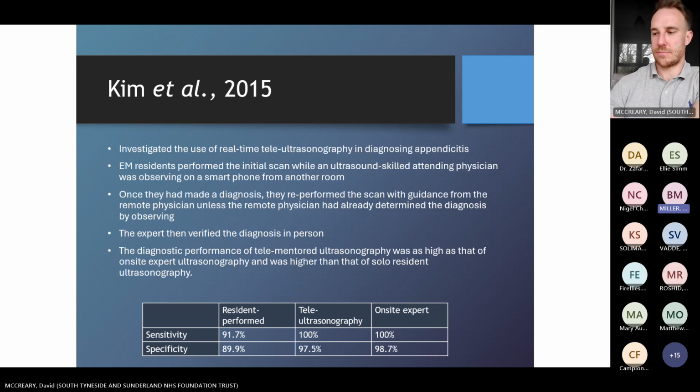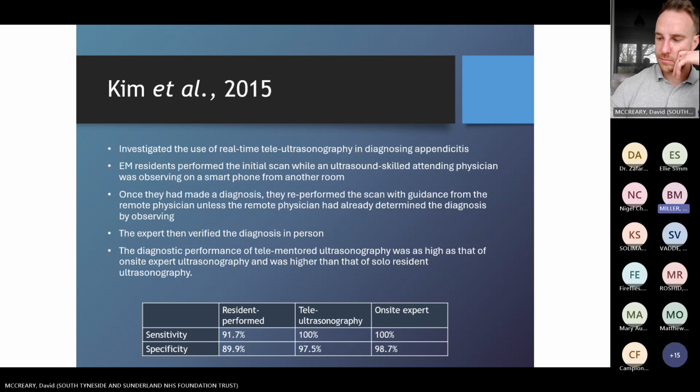They didn't initially say anything. The resident did the scan, made the diagnosis, and then they re-performed the scan with guidance from the skilled physician who was watching on the phone. If the physician had already made the diagnosis just by watching the scan on the phone, they didn't get them to redo the scan, and just went from there. The person on the phone then went in and verified the diagnosis.